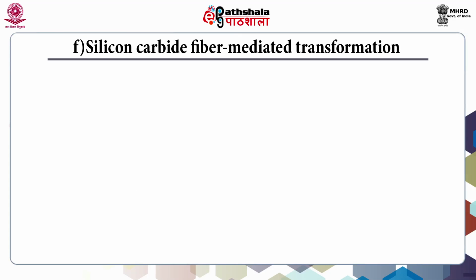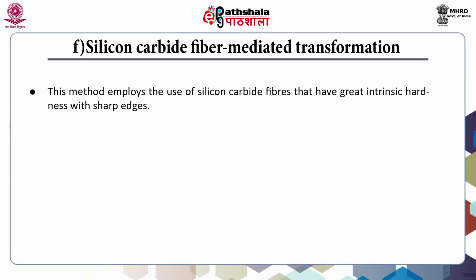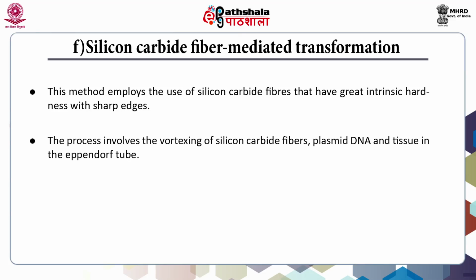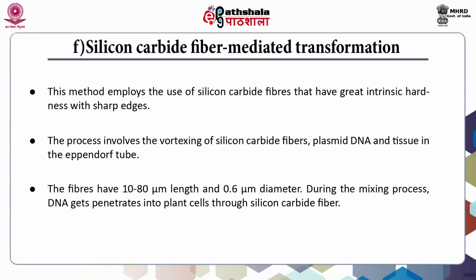The next method is silicon carbide fiber mediated transformation. This method employs silicon carbide fibers that have great intrinsic hardness with sharp edges. The process involves vortexing of silicon carbide fibers, plasmid DNA and tissue in an Eppendorf tube. The fibers are 10 to 80 micrometers in length and 0.6 micrometer in diameter. During the mixing process, DNA gets penetrated into the plant cells through the silicon carbide fibers.